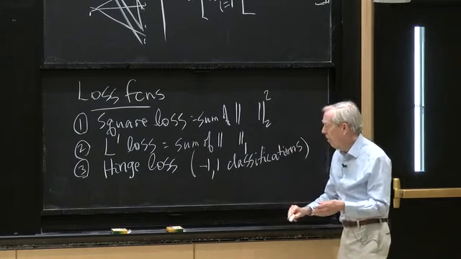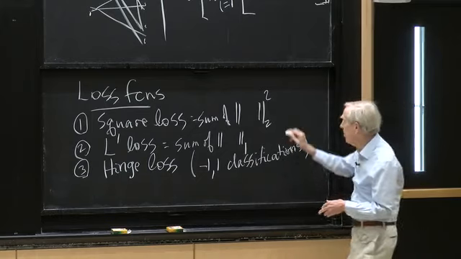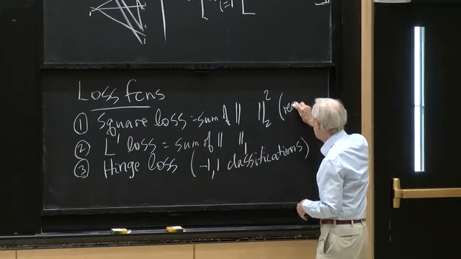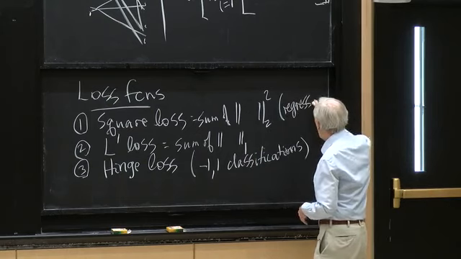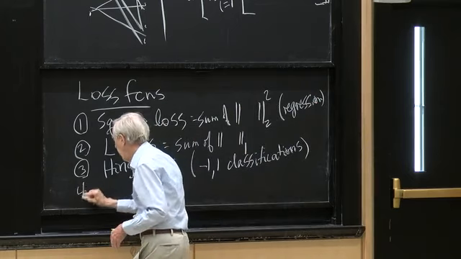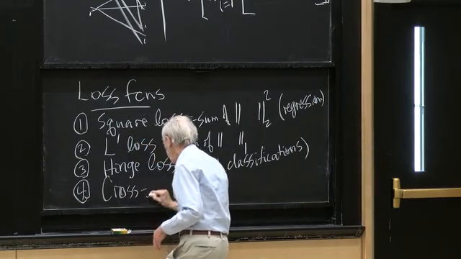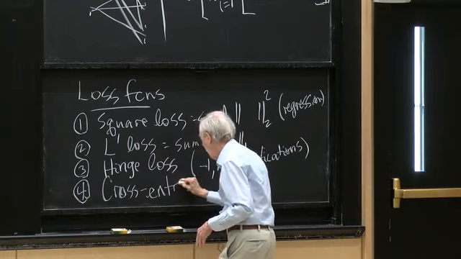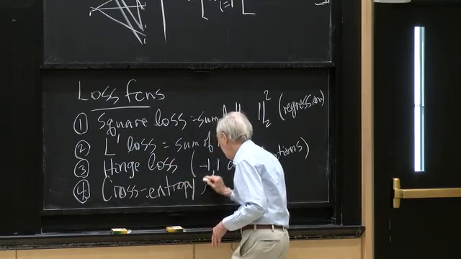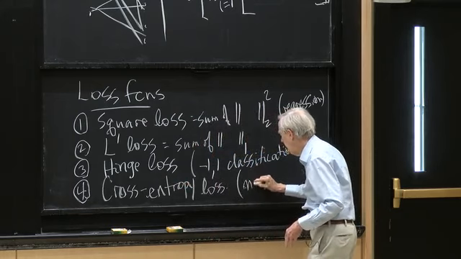Rather than that, this would be appropriate for regression. So this would be for regression. And then finally, the most important for neural nets is cross entropy loss. This is for neural nets.